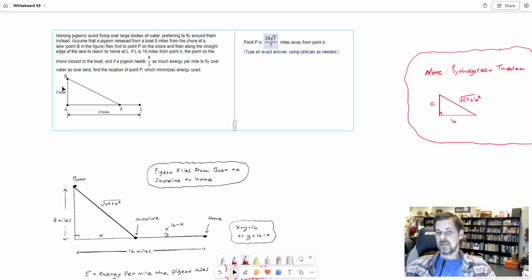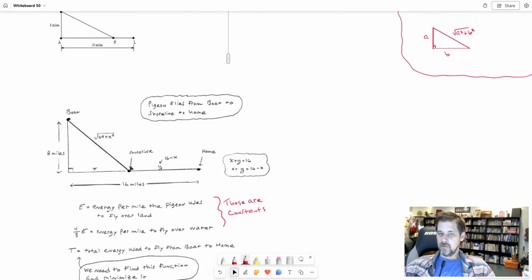And it says that the boat's 8 miles directly out from the shore, and this point and this point are 16 miles apart, and so on, okay? So I did a little bit of relabeling with this. I wanted to draw my own picture, and I'd say, well, there's this boat out here, and the pigeon's going to fly towards the shore, and then it's going to fly along the shore to its home.